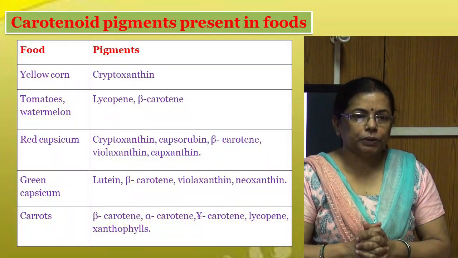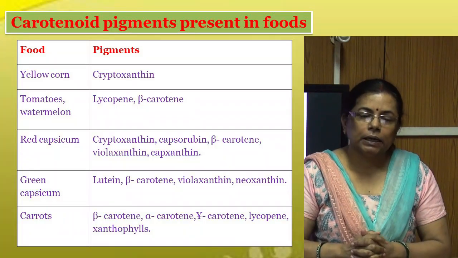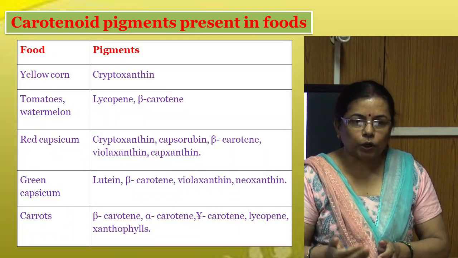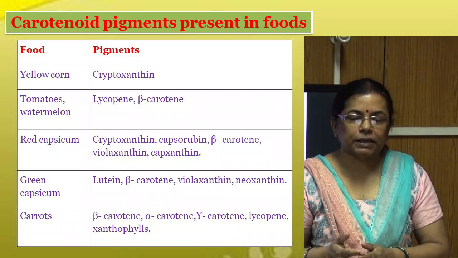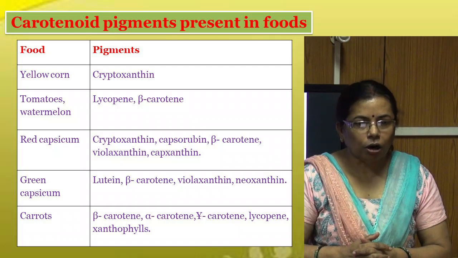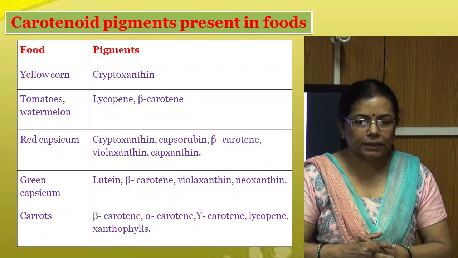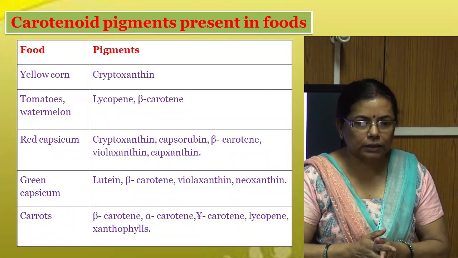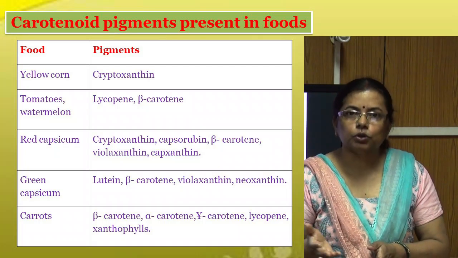This table shows the carotenoid pigments present in different fruits and vegetables. The color of yellow corn is due to the cryptoxanthin. The color of tomato and watermelon is due to the lycopene and beta carotene. The color of red capsicum is due to the cryptoxanthins, capsorubin, beta carotene, violaxanthin, capsanthin. The color of green capsicum is due to lutein, beta carotene, violaxanthins, neoxanthins, and the color of carrots are due to the different types of carotene, alpha, beta, gamma, lycopene, and also xanthophyll.